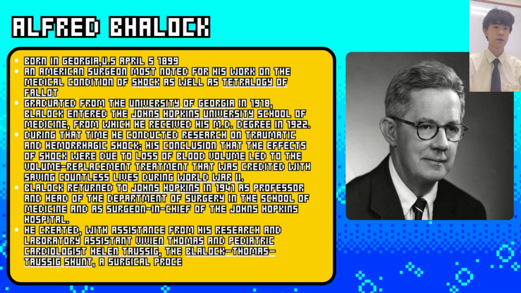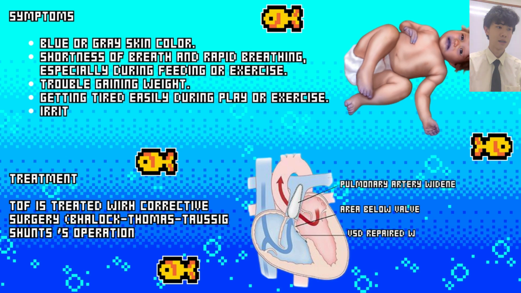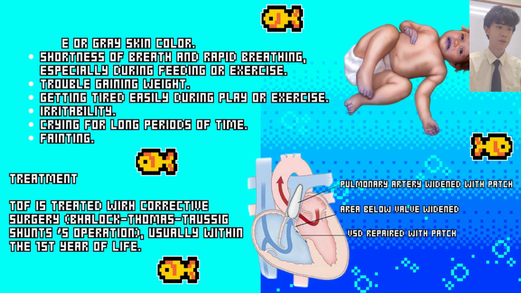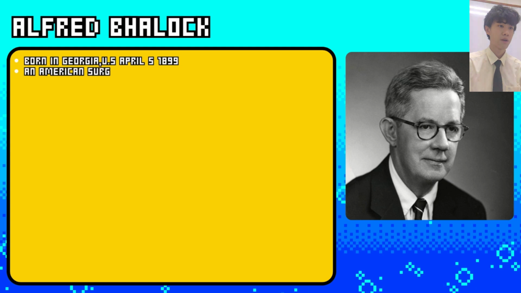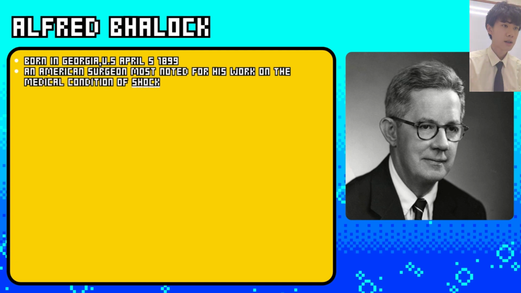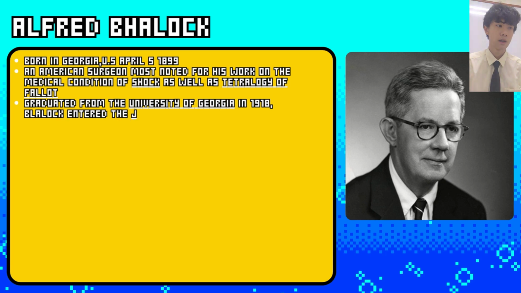The specialist that I chose is Alfred Blalock. It's the same Blalock as in the Blalock-Thomas-Taussig shunt operation. Yeah, it's that Blalock. So Alfred Blalock was born in Georgia, US, on April 5th of 1899. He was an American surgeon who contributed a lot to the world, and is noted for his work on the medical condition of shock as well as TOF.